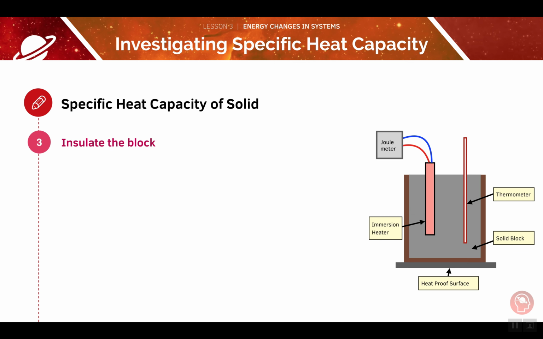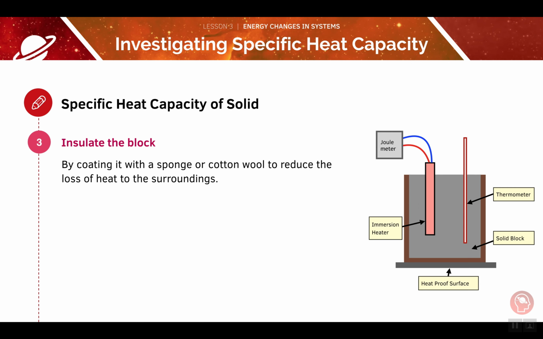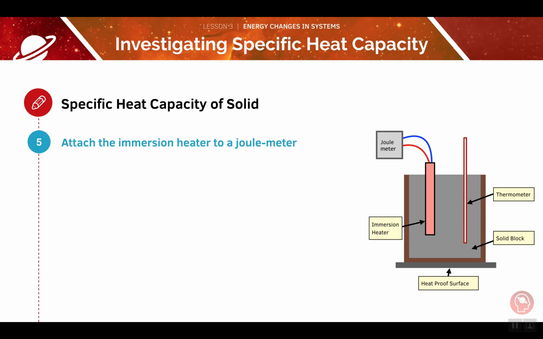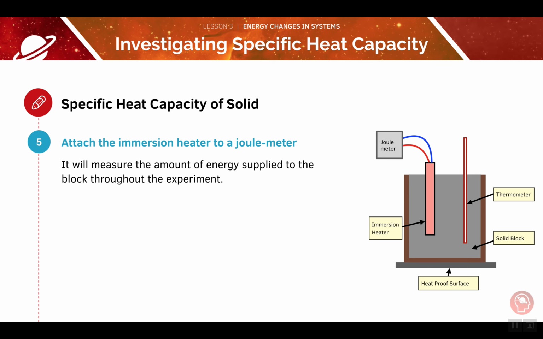Our third step is to insulate the block. This can be done by coating it in an insulating material, such as a sponge or cotton wool. This will help to reduce the loss of heat to the surroundings. Our fourth step is to record the temperature of the block. This is done at the start of the experiment in degrees Celsius. Next, we need to attach the immersion heater to a joule meter. This will measure the amount of energy supplied to the block throughout the experiment.